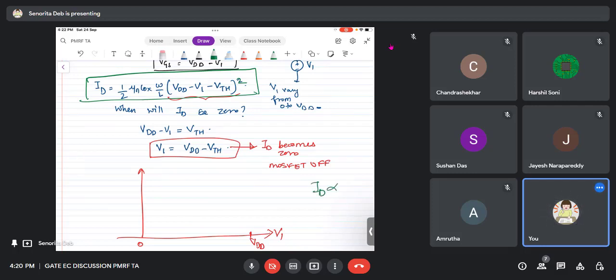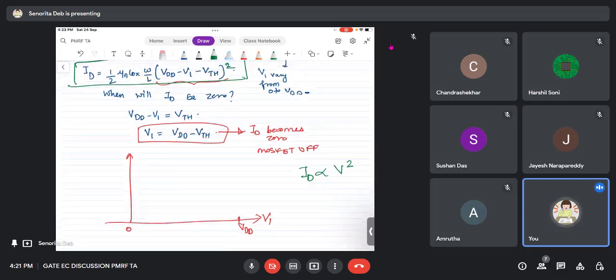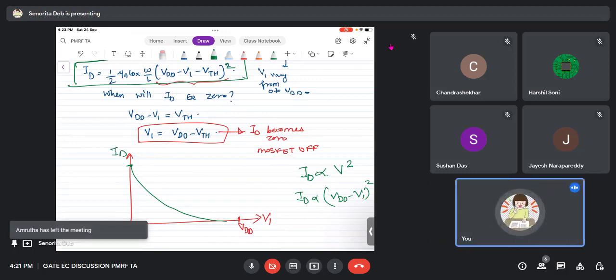So ID is directly proportional to what? V square, right? ID is proportional to V square, but we have to plot with V1. Now ID is proportional to (VDD minus V1) square, right? So V1 is subtracted. That's why it is an inverse relationship. So what will happen? Like this. So this will be a maximum value, some value, okay, ID.